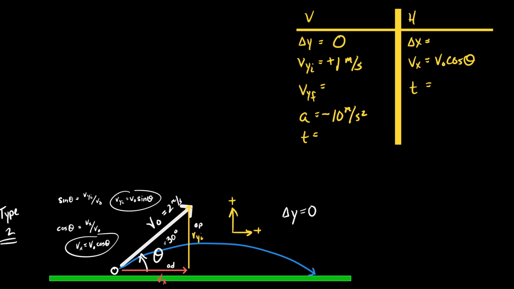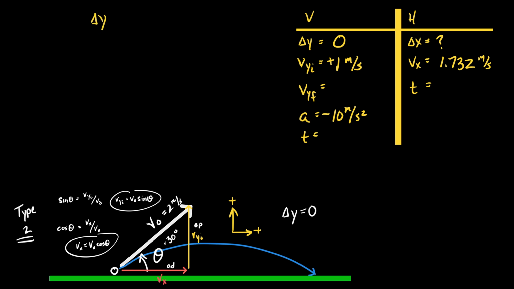Do we know delta x yet? No, so we don't know. In fact, that's what we're looking for. Do we know the horizontal velocity? You may not know it, but you can figure it out, right? It's got to be 2 times the cosine of 30. So I get 1.7. You should keep some decimal places here. So 1.732 meters per second. Do you have enough information to figure out the time on one side or the other? Yeah, I think we can.